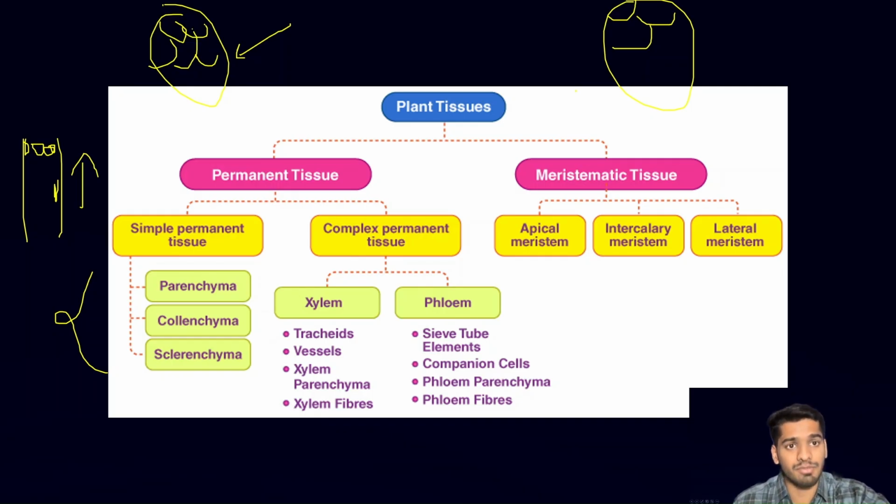This xylem is made up of different types of cells. For example, they are tracheids, vessels, parenchyma, and xylem fibers. These are the four types of cells which are together going to form your xylem. Like your phloem, it is also made up of four different types of cells. So there are sieve tubes, companion cells, phloem fibers, and phloem parenchyma. Together, they are going to make your phloem tissue. So what is complex permanent tissue? These are tissues which are made up of different types of cells. And what is simple permanent tissue? These are tissues which are made up of the same type of cells.